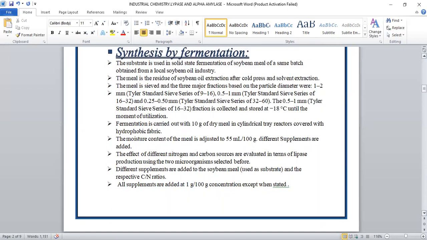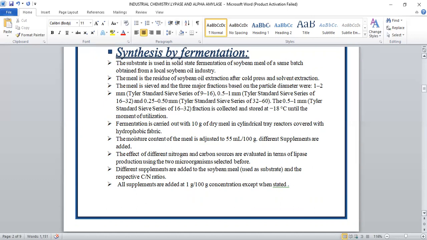So now you can see synthesis by fermentation, and how it can be synthesized. It can be synthesized by the solid state fermentation of soybean meal, and the substrate is obtained from a local soybean oil industry. The meal is the residue of soybean oil extraction after cold press and solvent extraction.